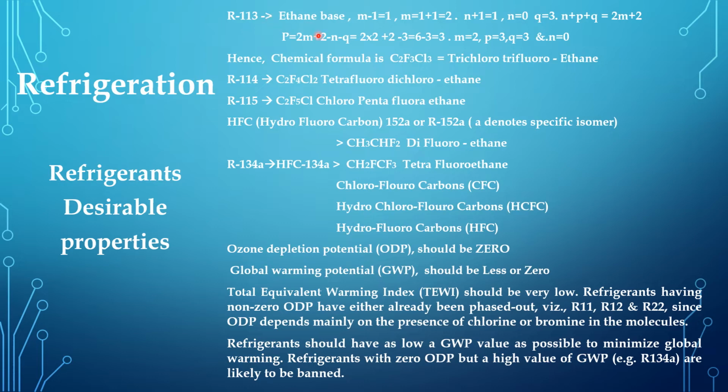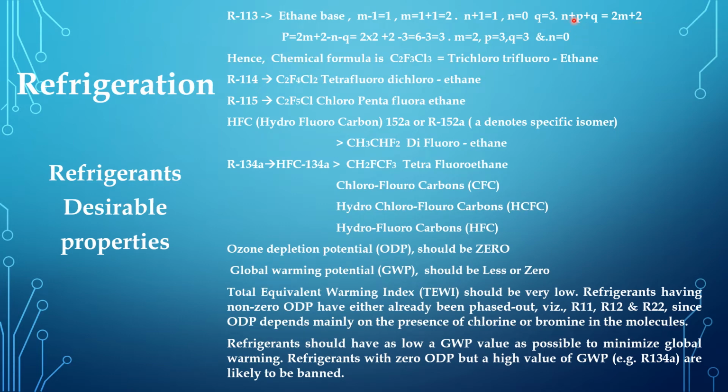R113 is a 3-digit ethane base. As mentioned in the formula, M minus 1 is equal to 1, so M is equal to 1 plus 1, which is equal to 2. N plus 1 is equal to 1, so N is 1 minus 1, which is equal to 0. Q, the last digit, is 3, which is fluorine. So N plus P plus Q is equal to M plus 2. This is a common formula.